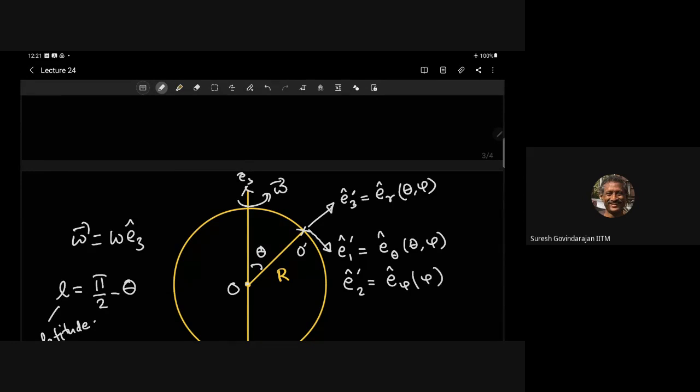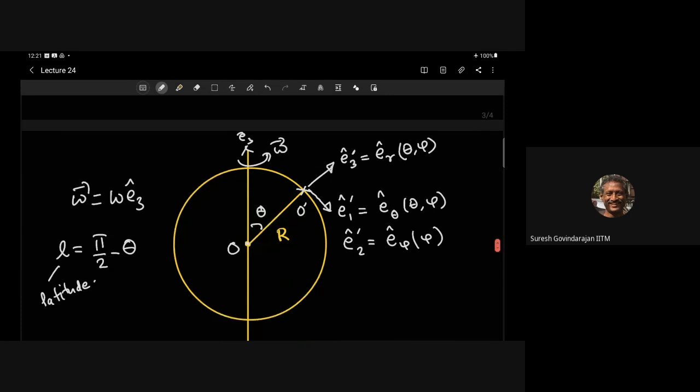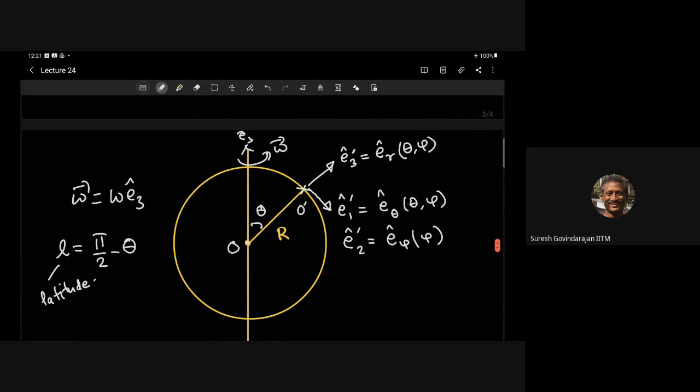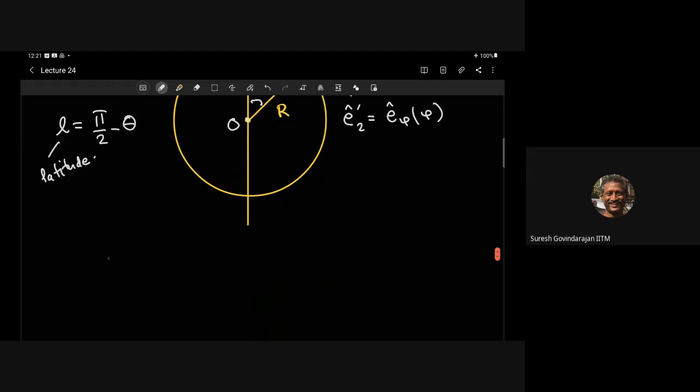Okay, is this clear? So now I have defined for you a basis for O prime. Any questions? Okay. So now I'm going to take, let's say, R be any point, and let's say that X, Y, and Z are coordinates. I won't put prime, because we are not interested. Coordinates in the O prime frame.